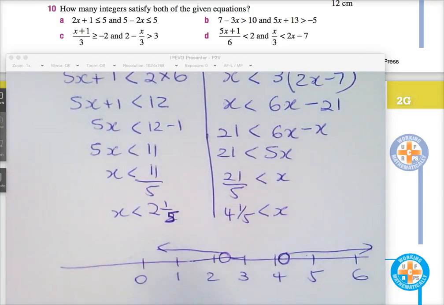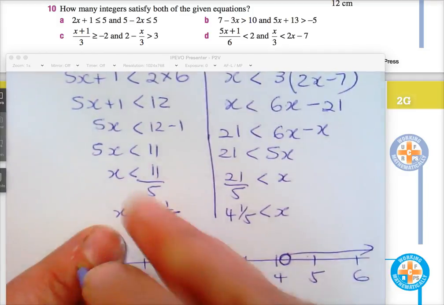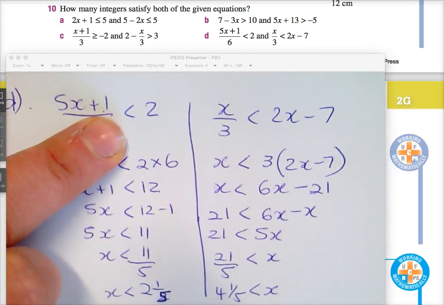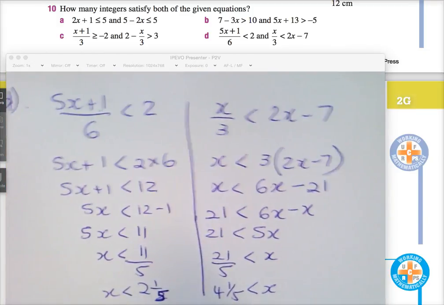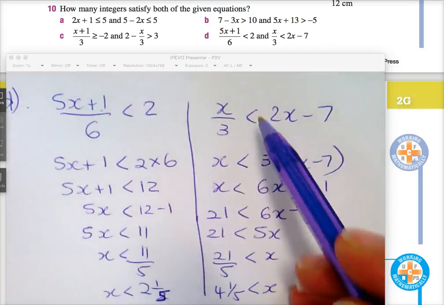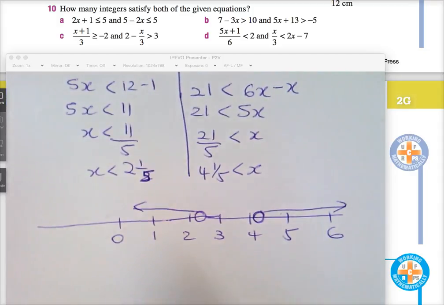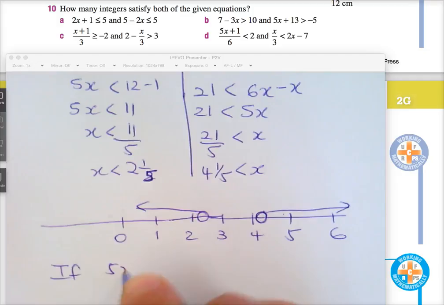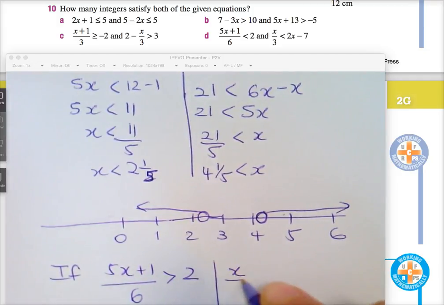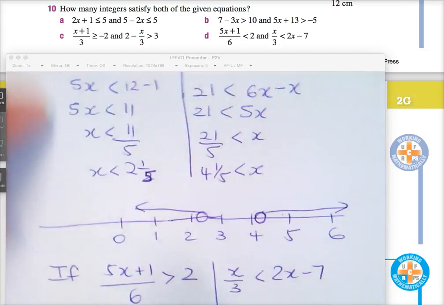Now what I'm going to do, there's no overlap. What happens if, let's say, both these inequality signs were turned the other way around? I'll show you. So let's say the questions weren't these, but instead of less than, that was greater than. So if the question was this, 5x plus 1 over 6 is greater than 2, and x over 3 is less than 2x minus 7, all the working out's the same.